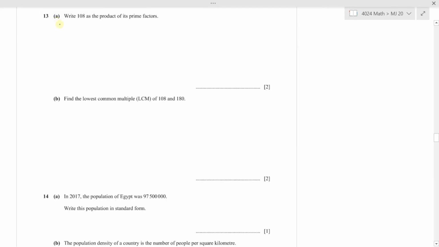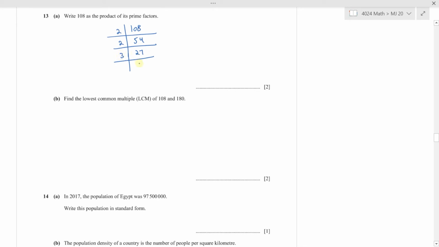Question number 13, part A, write 108 as the product of its prime factors. So let's factorize 108 first. So I can divide this by 2. 2 5s are 10, 2 4s are 8. Again, this is divisible by 2. This will be 2 2s are 4, 1 14, 27.